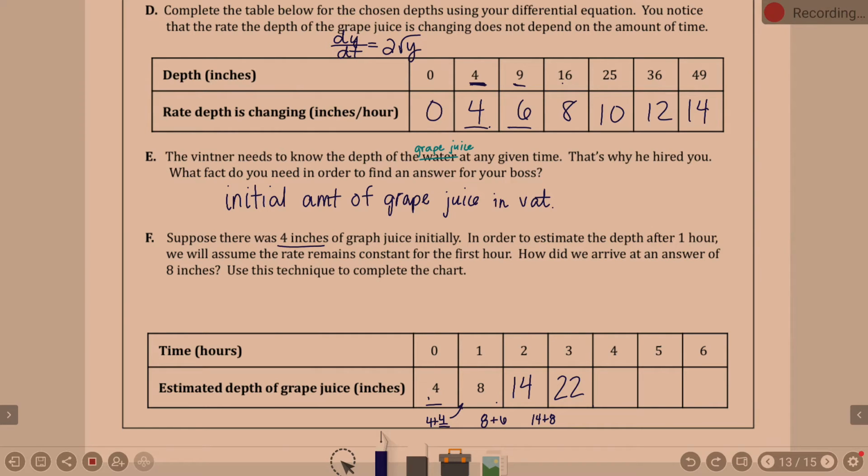And with a depth of 22, 22 is close to 25. What is the rate changing at 25? 10. So now we're going to do 22 plus 10, which is 32.